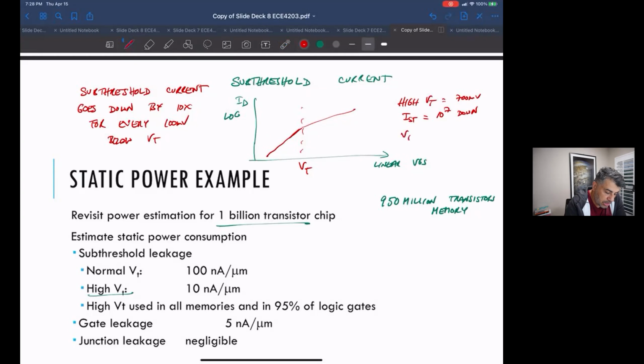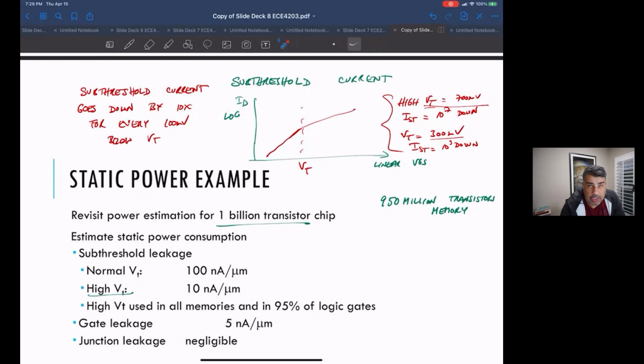Now, if your V sub t was 300 millivolts, then the subthreshold current would have been 10 to the 3 down. So it's less. So basically lower threshold devices end up having a higher subthreshold leakage current going through them, just because your V sub t is lower than the high threshold voltage if you keep everything else the same. Okay, the low V sub t devices are good because they help you switch faster, since they'll have more current for the same VGS.